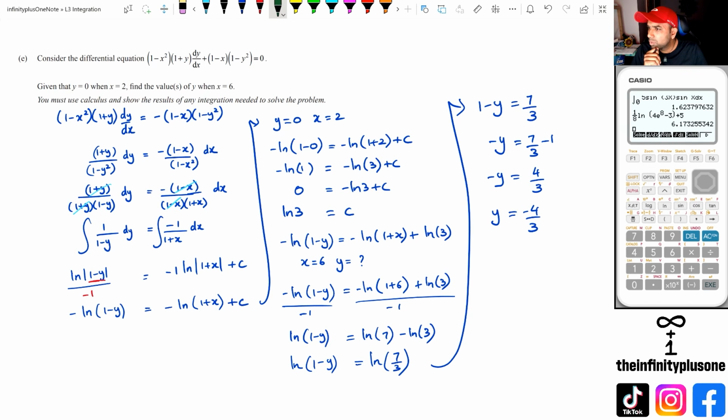Grades wise, number 1 is getting the plus C part. This is going to be your achieved. Merit is finding it with ln of 3. So getting up to here is going to be a merit. And excellence is obviously getting the negative 4/3. There we go. That's pretty much the question.